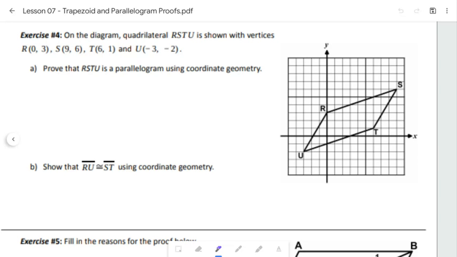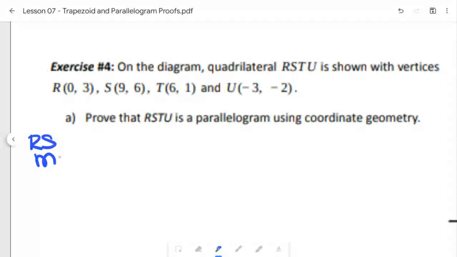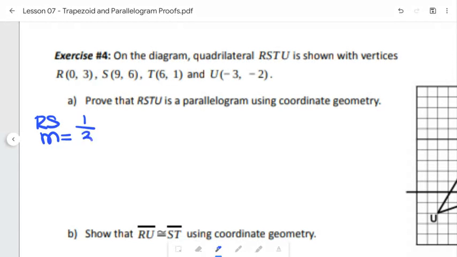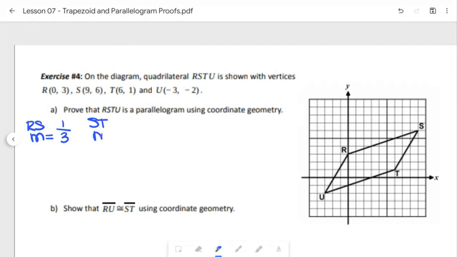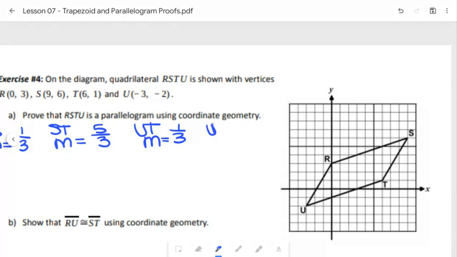Okay, on the diagram, quadrilateral RSTU is shown with vertices given. Prove that RSTU is a parallelogram using coordinate geometry. So in this one, it's already nice for us. It's already drawn in. So we're just going to take those slopes quick. So if I look at each one, RS is up 3 over 9. Simplifies to 1 over 3. ST is up 5 over 3. UT is again up 3 over 9, so up 1 over 3. And UR is going to be again up 5 over 3.